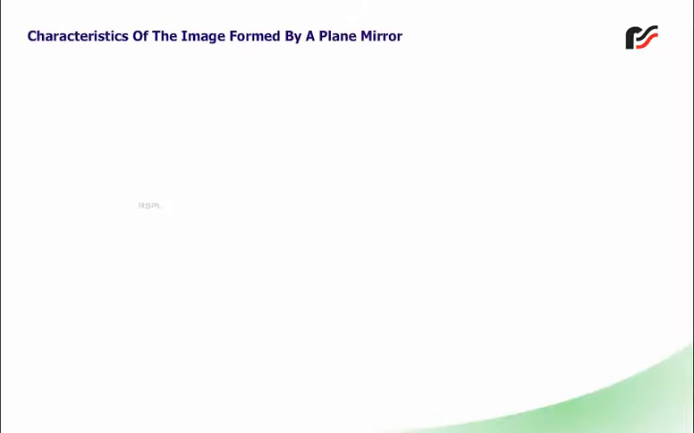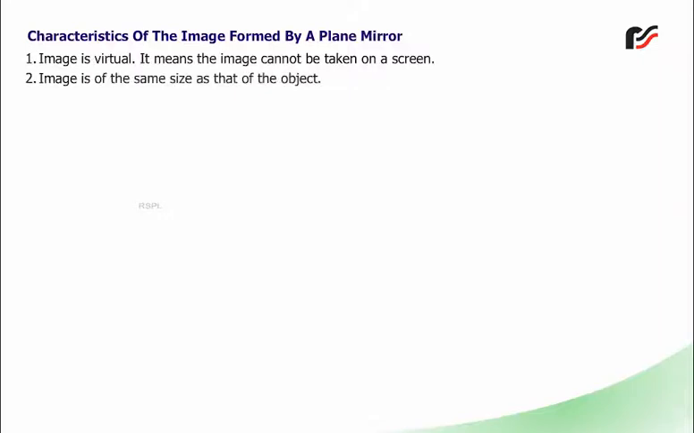Characteristics of the image formed by a plane mirror. 1. Image is virtual. It means the image cannot be taken on a screen. 2. Image is of the same size as that of the object. 3. Image is formed as far behind the mirror as the object is in front of it.